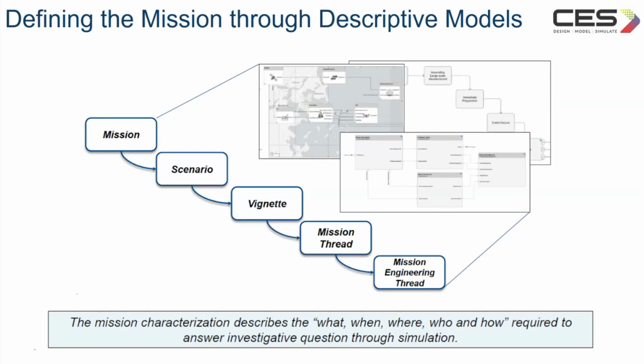I like this picture. When you define the mission through the descriptive models, this diagram illustrates exactly the mission decomposition process. We begin with the mission objective, define the operational scenario, break it into representative vignettes to develop these mission threads that describe the operational activity.